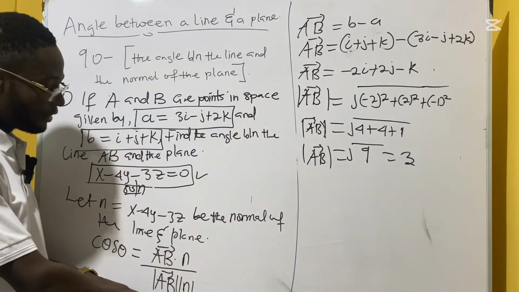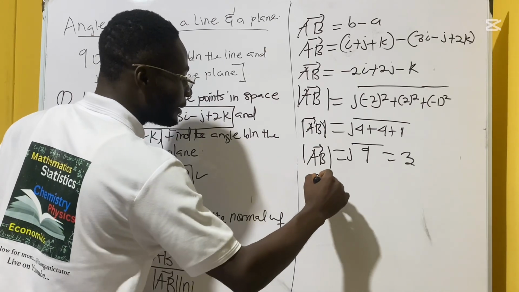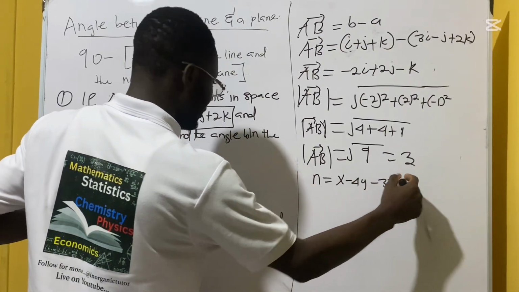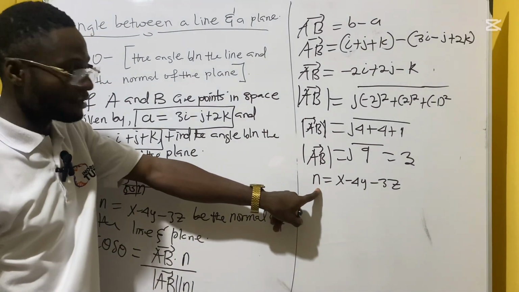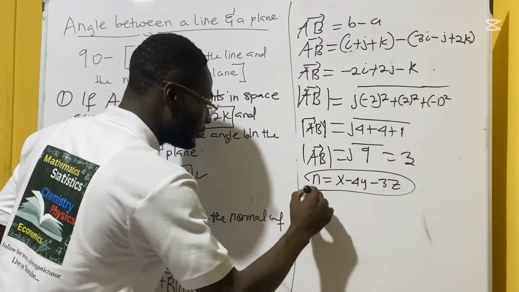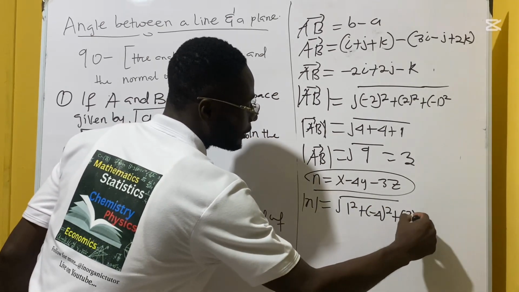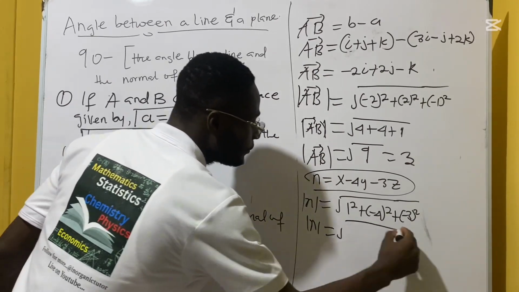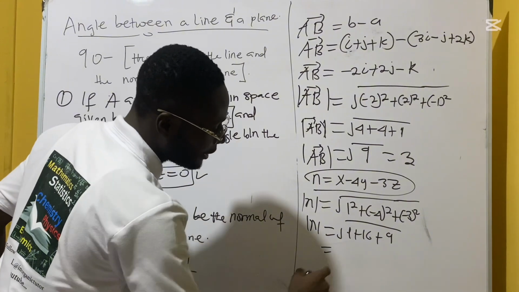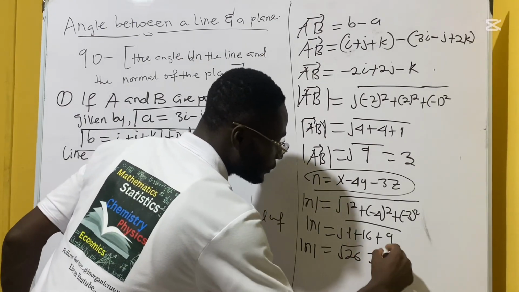Now we need the magnitude of the position vector n. So that is the normal. We know that our n is equal to x minus 4y minus 3z. So we need the position vector of this. Okay, that is the position vector. So we need the magnitude. So the magnitude of n will be equal to the square root of 1 squared plus negative 4 squared plus negative 3 squared. And that is equal to 1 plus 16 plus 9. So we're going to have 10 plus 16, and that is 26. So we have the magnitude of n to be square root of 26.